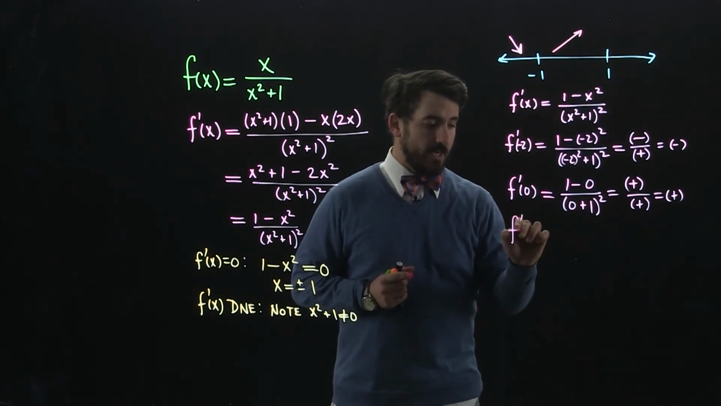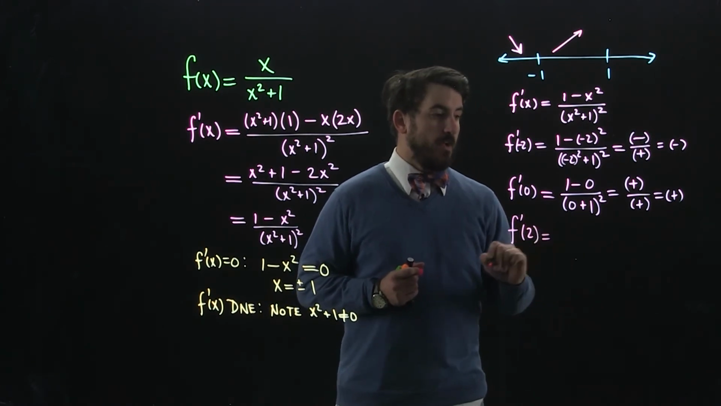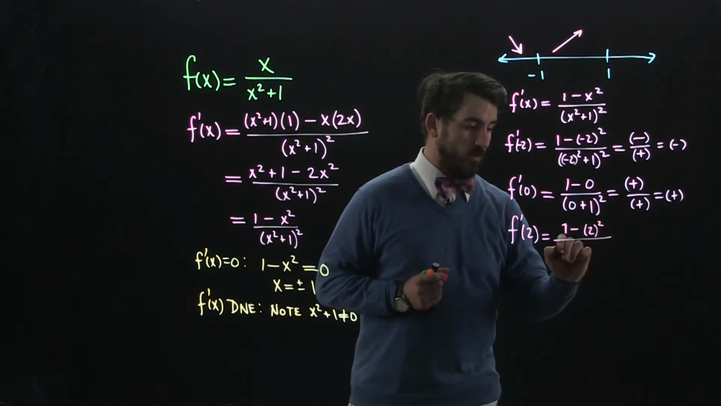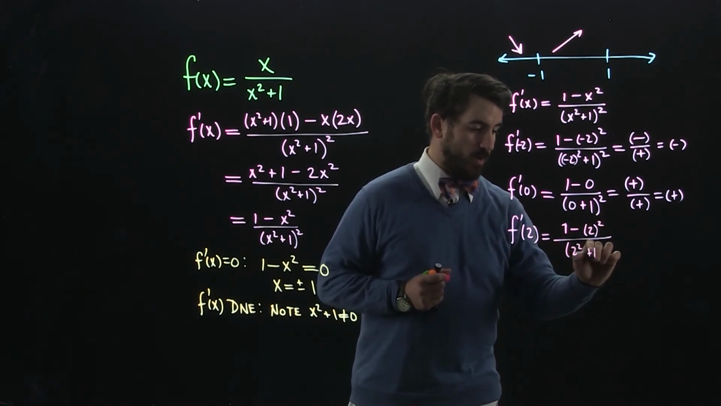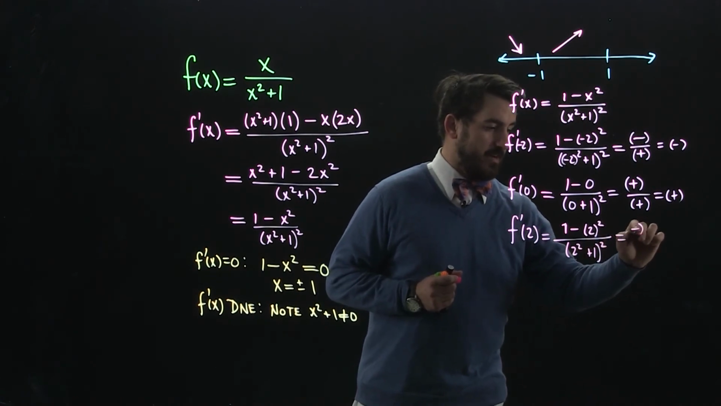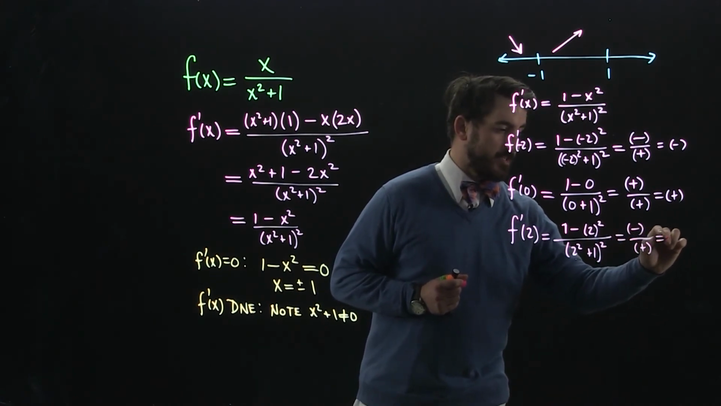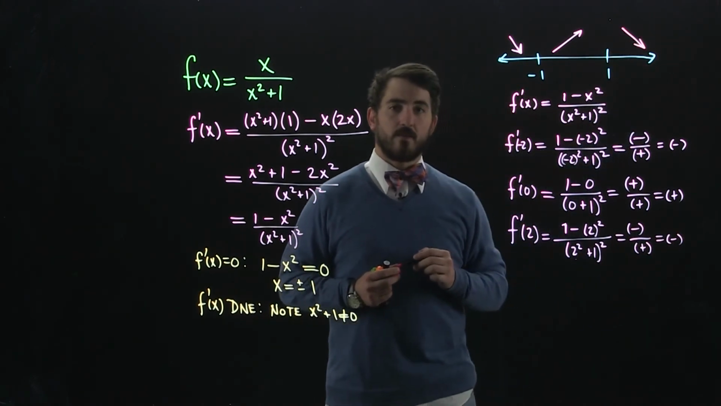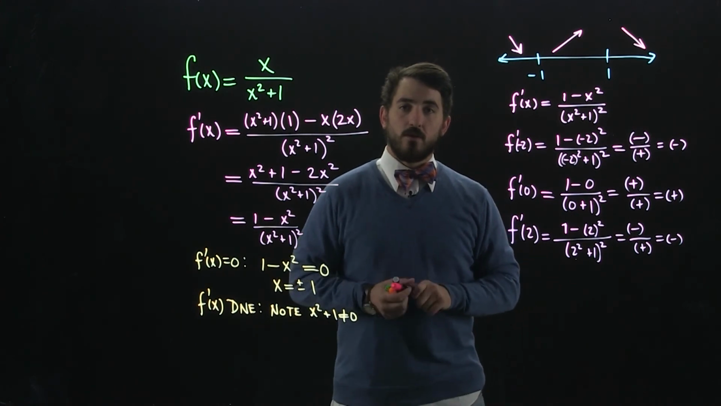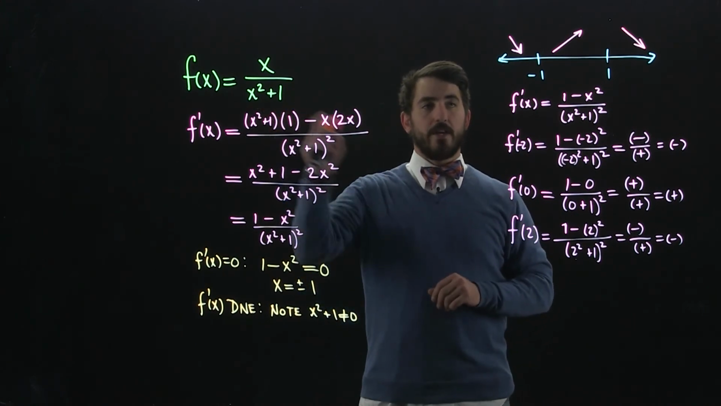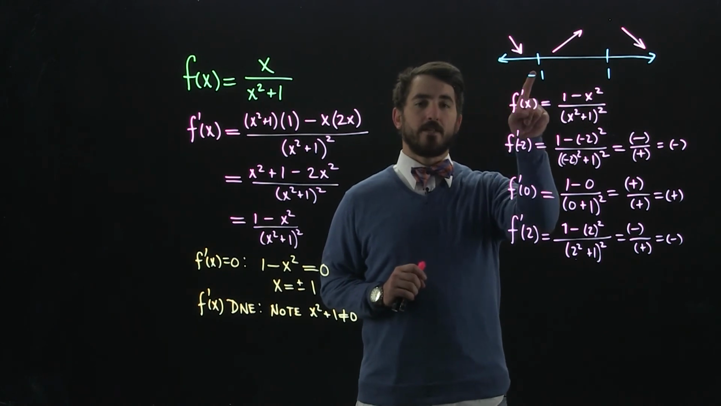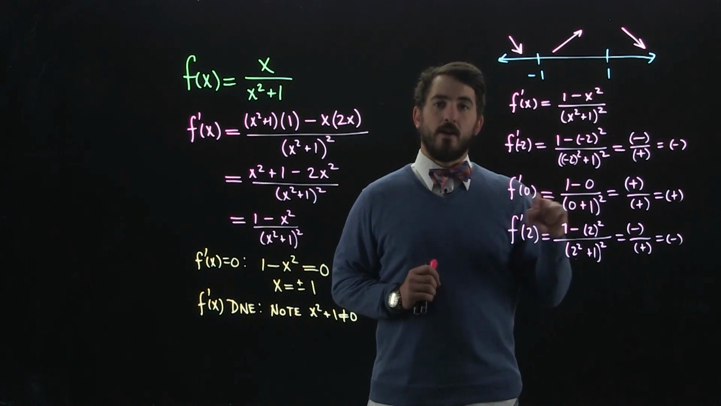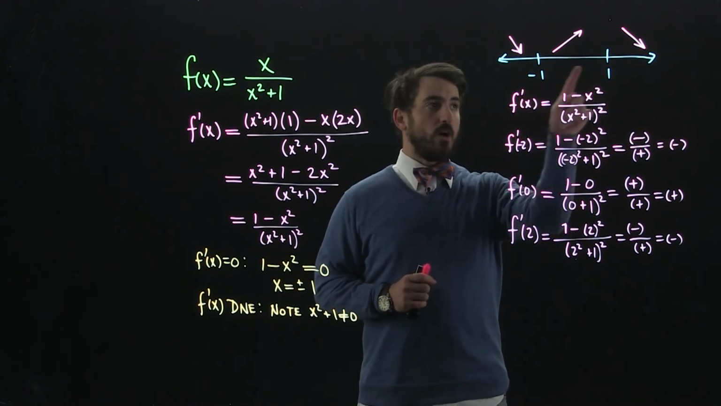And then lastly, we test f prime of 2. That's going to be 1 minus 2 squared over 2 squared plus 1 squared, which gives me a negative over a positive, which gives me a negative. So that means this function is decreasing on this interval. So the conclusion we make from this is that this function is decreasing from -infinity to -1 and decreasing from 1 to infinity. This function is increasing from -1 to 1.